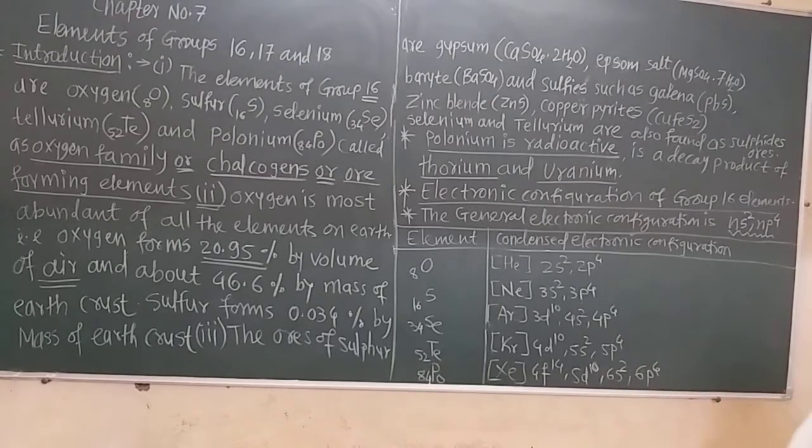Now this is all about the introduction and electronic configuration of family 16, called the oxygen family. Now let us study the introduction and electronic configuration of the next family, that is group number 17.